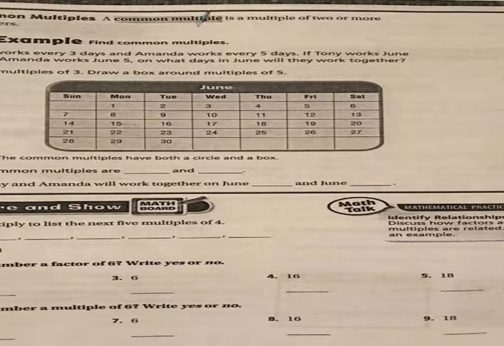Okay, common multiples. A common multiple is a multiple of 2 or more numbers. Okay, so for example, we're going to see if we can find a common multiple. Tony works every 3 days and Amanda works every 5 days. If Tony works June 3rd and Amanda works June 5th, on what days in June will they work together?